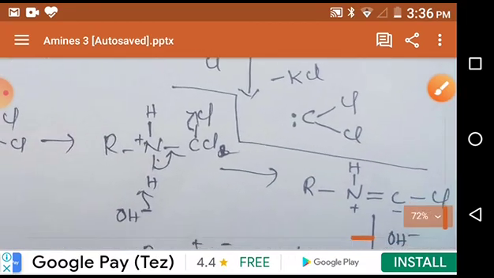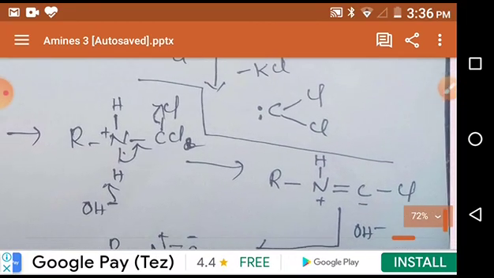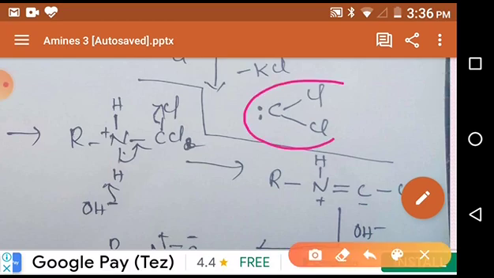So in this reaction, dichlorocarbene is a reactive intermediate. This is very important. In the carbylamine reaction, the intermediate is dichlorocarbene. It is a neutral electrophile. Generally, an electrophile has a plus charge, but this doesn't have any charge. That's why it is called a neutral electrophilic reagent, a reactive intermediate.